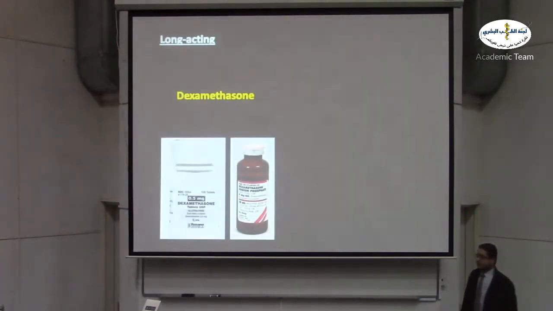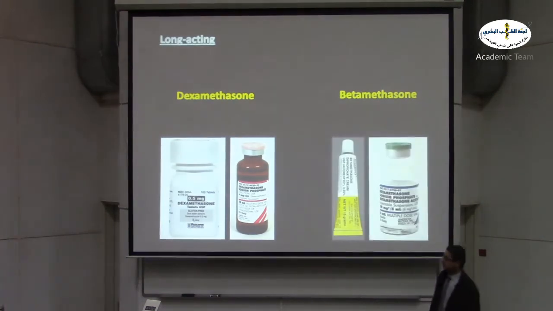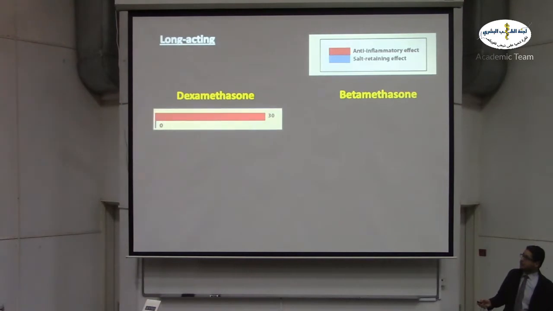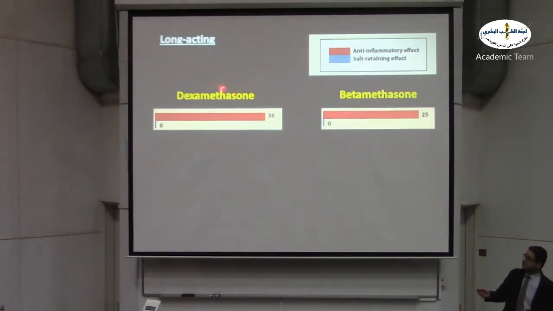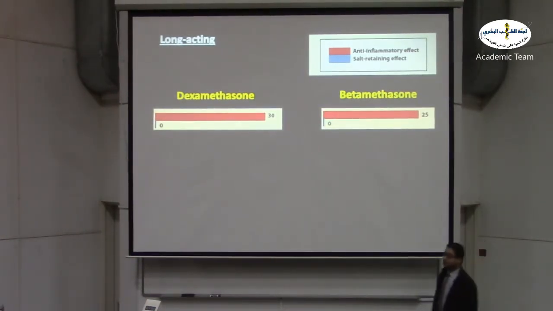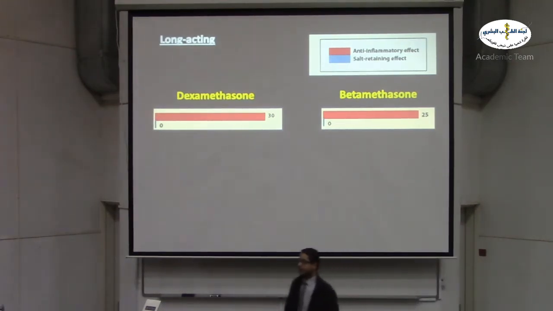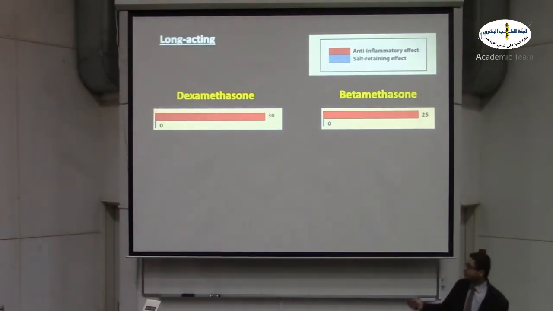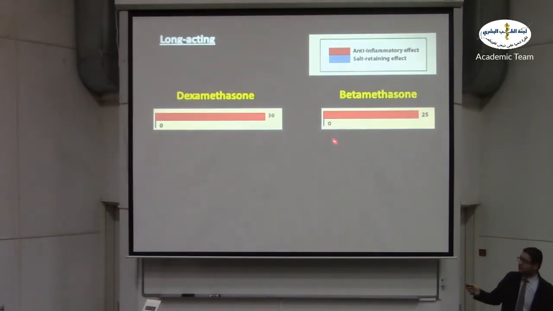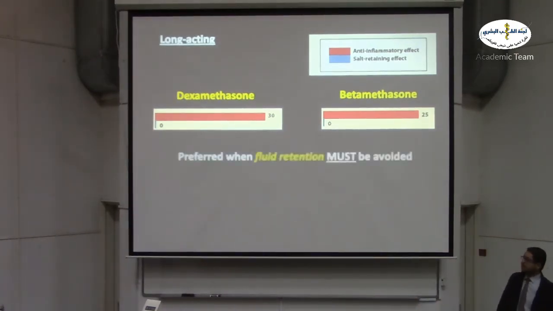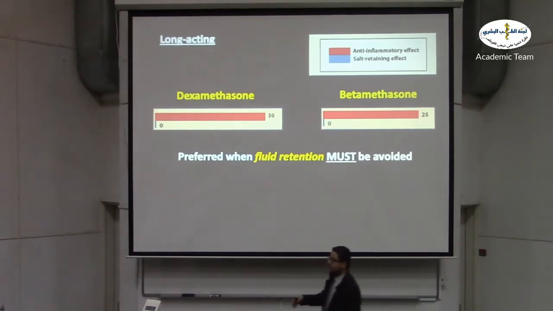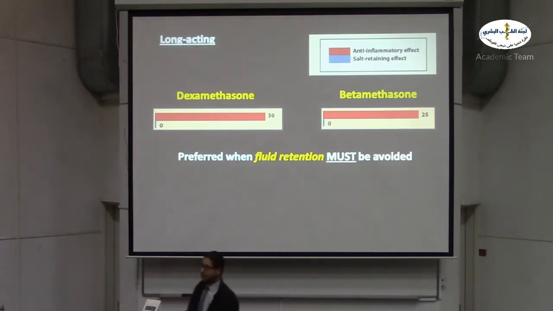أما بالنسبة للlong acting and these long acting are the ones used in certain diseases like the dexa and betamethasone, notice very high activity on the glucocorticoid receptor. يعني بعمل inhibition for inflammation so potently, بينما it does not have any kind of effect على المينرالوكورتيكويد receptor. Zero, zero. Now, again, these are preferred if we want to have any kind of replacement therapy and to avoid the fluid retention in the patient.